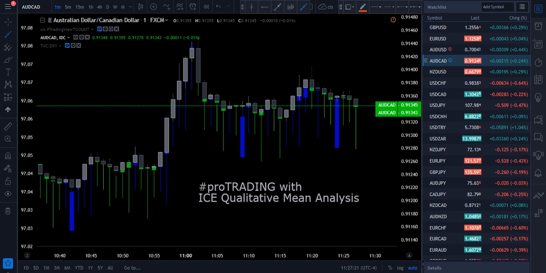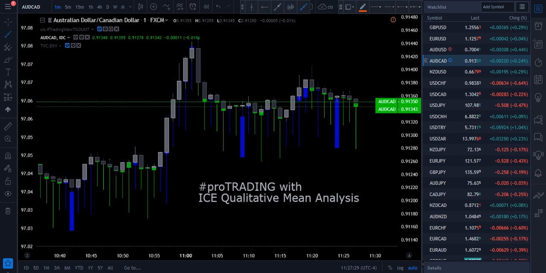What I'm going to do is combine that very quickly with some pro trading methodology to show you how it works. A couple of things about the ICE markets and the ICE qualitative mean analysis. The gray candles are the actual price candles from the broker where I'm trading. When I'm looking at these candles, open above close is light gray, close below open is dark gray, and then the blue and green is the ICE markets. A couple of very important things.